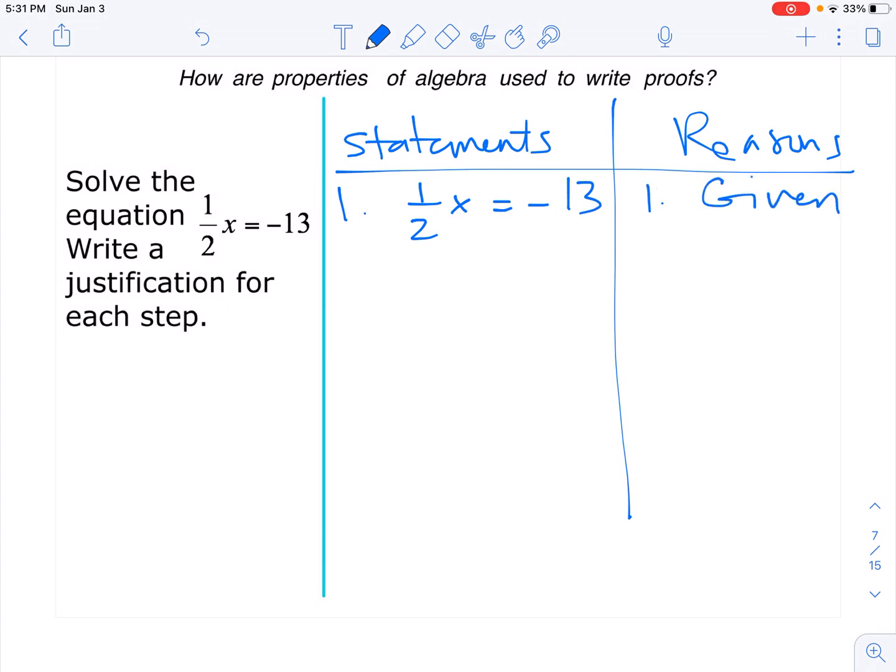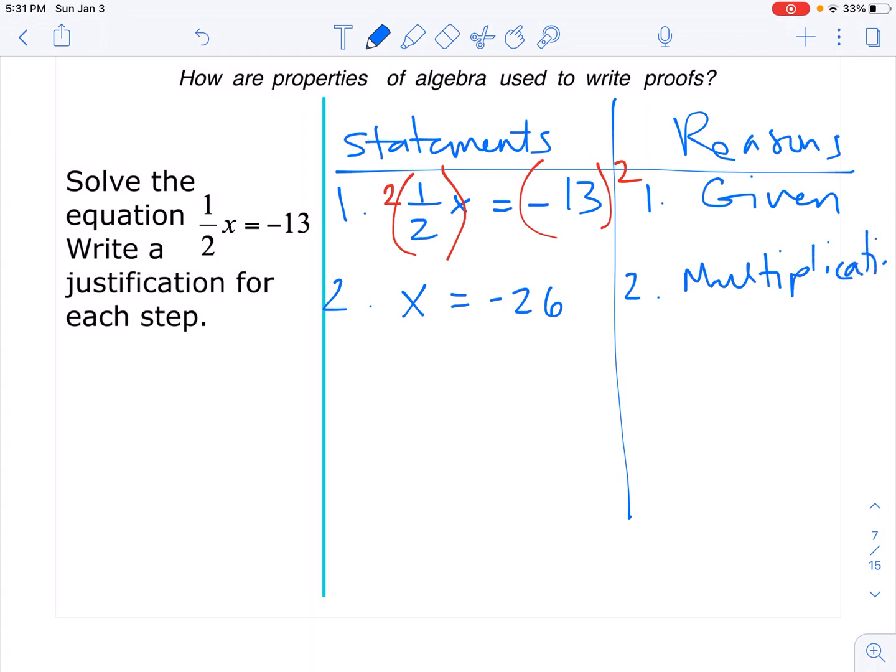And then step 2, we want to get x alone. So what am I going to do to get x alone here? I'm going to multiply 2 times 1/2 because then I'd get 1. And whatever I do to one side, I have to do to the other. And what do I get when I do that? I get x equals negative 26. My reason why is the multiplication property of equality.